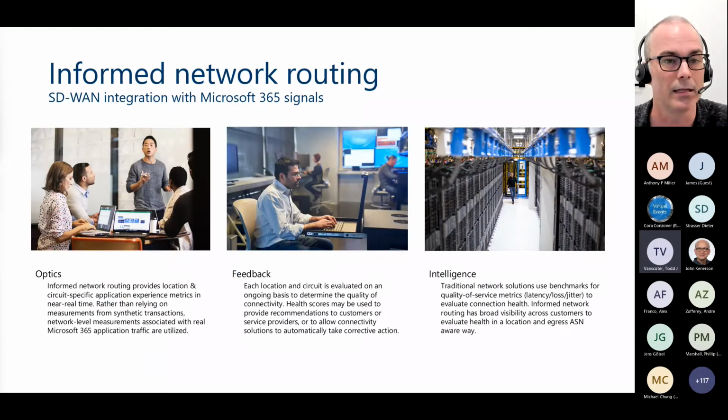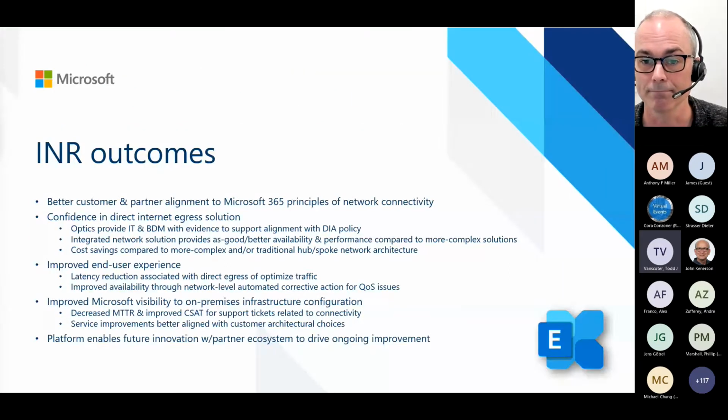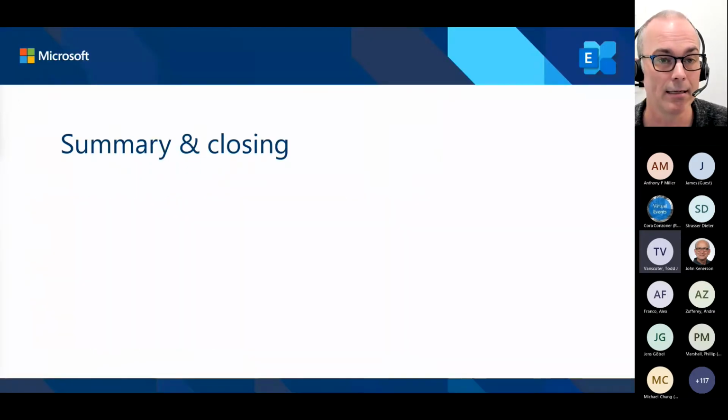And then last but not least, we have a solution called Informed Network Routing. If you are a user of an SD-WAN platform, this is a feature where we will actually exchange telemetry with that SD-WAN platform that can be used for near real-time adjustments to the path that your traffic takes to reach Microsoft to try and, again, improve performance on an ongoing basis. Yep, I don't need to go into depth on that.